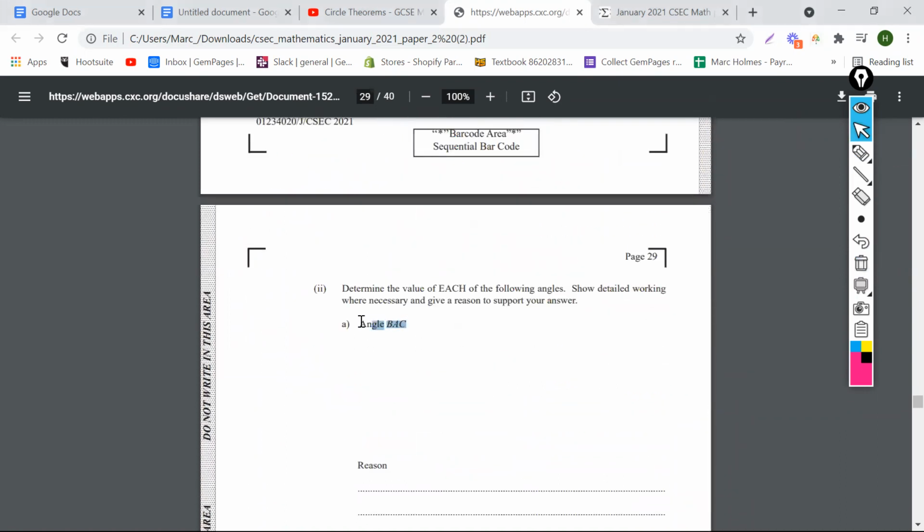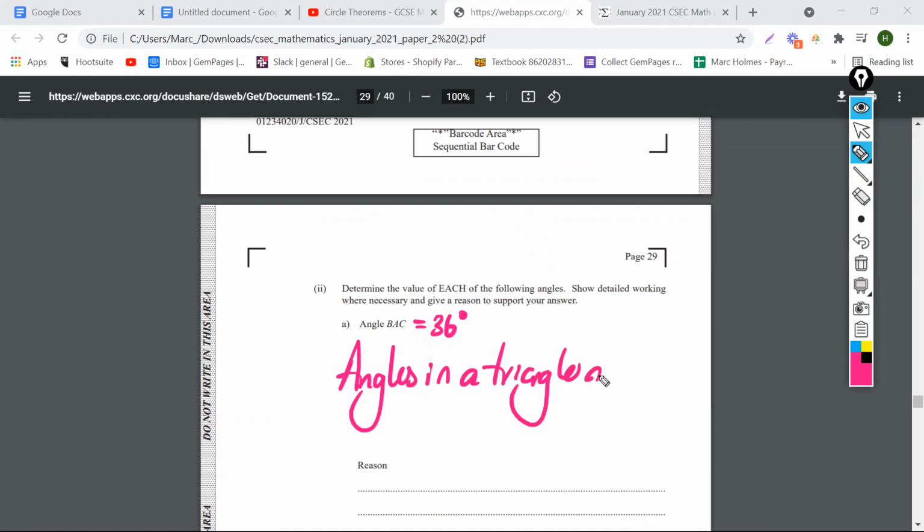So it says find angle BAC. BAC is 36 degrees. Why? Angles in a triangle add up to 180. So when you work out the stuff in the triangle, guys, you don't get it fully.